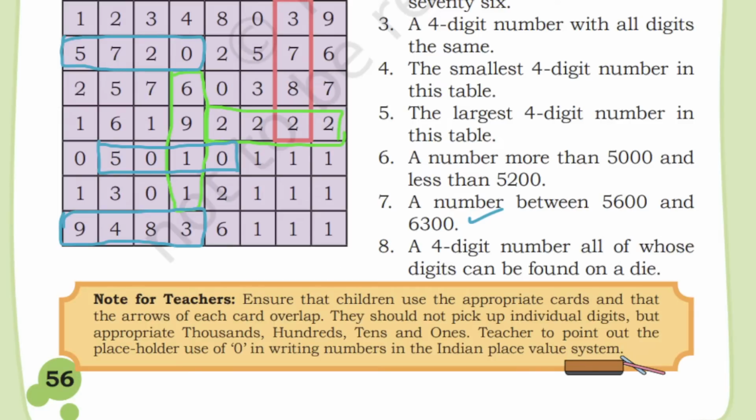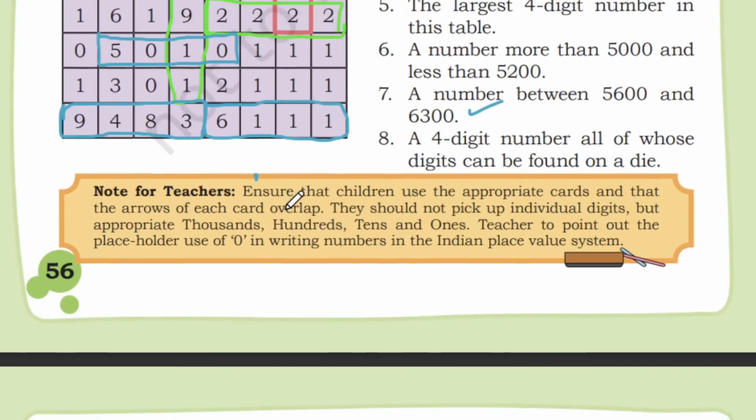A 4-digit number, all of whose digits can be found on a die. A die has 1, 2, 3, 4, 5, 6 points, right? So you can mark this number because all these digits are on the dice: 1, 2, 3, 4. 7 is not on the dice, so you cannot mark this. This number you can mark because 1 is on the dice, and 6 is also on the dice. Okay, next.